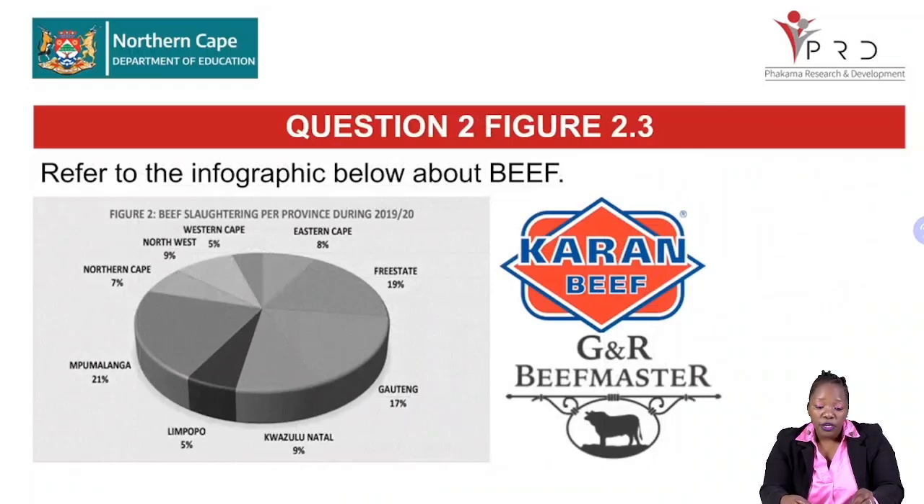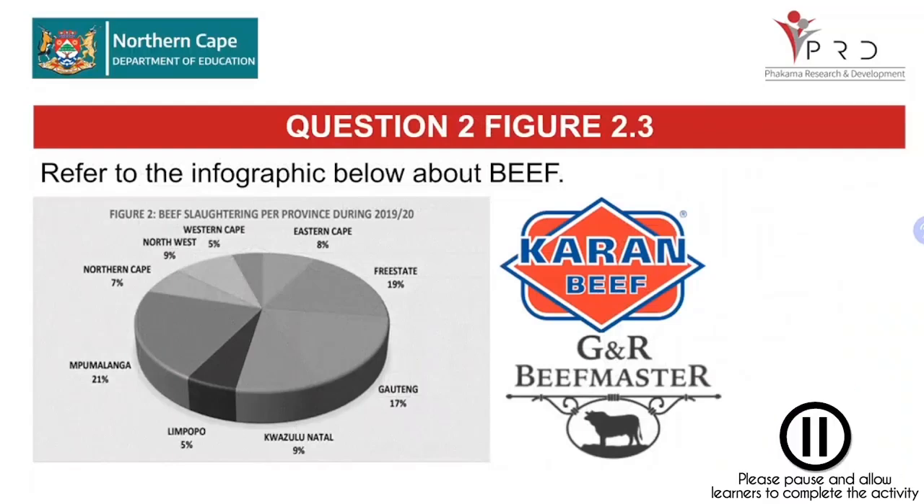So on your own, you go through. I'm going to give you just 2 minutes to go through the pie chart as well as the companies that produce beef in South Africa. And then after 2 minutes, we're going to proceed to the graph. And then after that, we're going to go through the article. Then you will be able to answer the questions. So your 2 minutes start now.